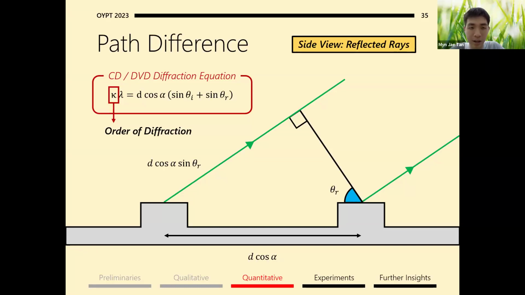So essentially, we are replacing the path difference with these two variables here. Kappa, which is the k symbol here, represents the order of diffraction, which is basically an integer. And then we also have lambda, which is the wavelength. As mentioned earlier in the qualitative explanation, constructive interference occurs when the path difference between the two light rays is an integer number of wavelengths. So in this case, kappa is the integer number of the wavelength.